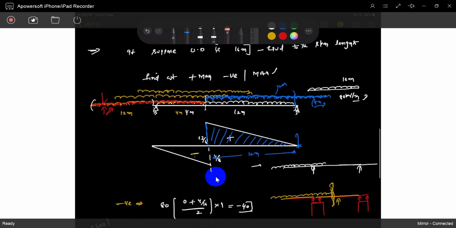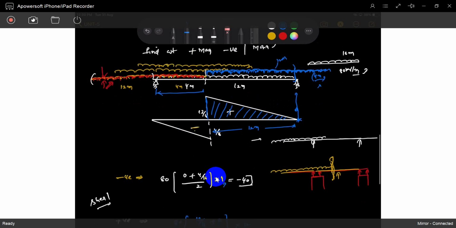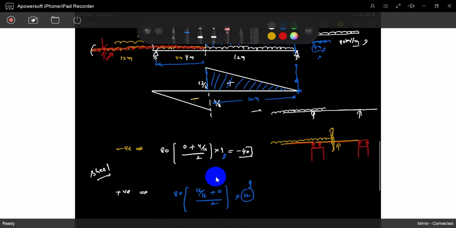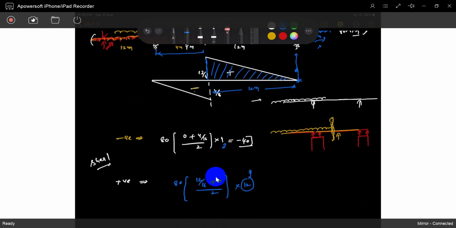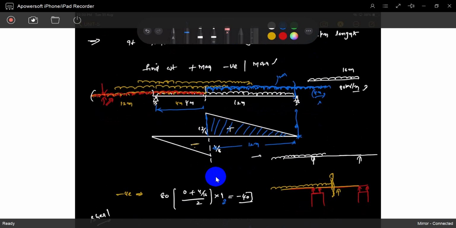Because we place the load up to this only, not 16, not 4. Previously we put up to here only, so why use 4? It's 12 now. Understood? So what is that value? 12 divided by 16, it's 360 kilonewtons. That's the chance. Are you getting it? So that's it.